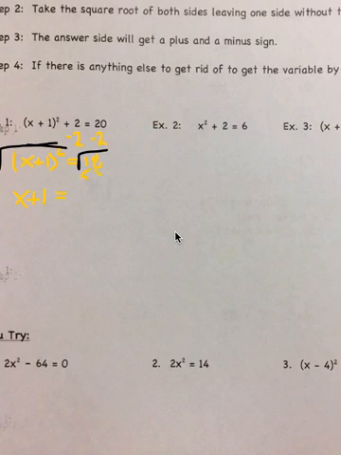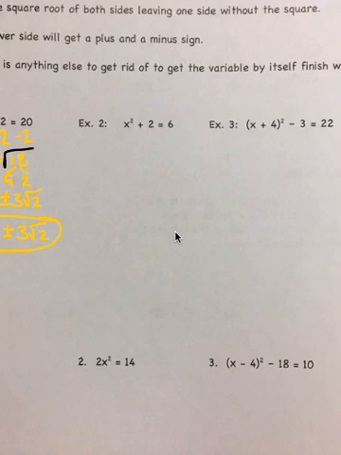Well, 18 breaks down into 9 and 2. The square root of 9 is 3, and then we have the square root of 2. And then the final step, we subtract 1. So x equals negative 1 plus or minus 3 square roots of 2. We'll have 2 answers for each of these.